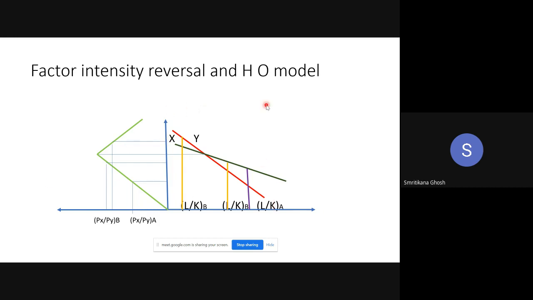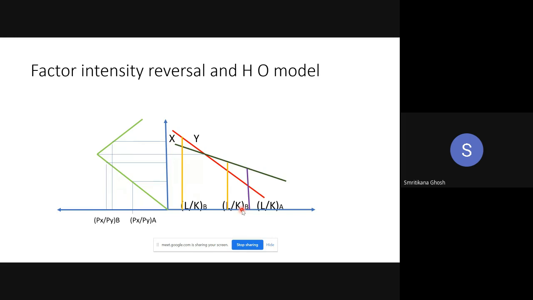Okay. So now look, forget about this thing. Forget about this yellow line. Just look at this: L by KA and L by KB. The purple line is for L by KA, and the close yellow line is L by KB. So this is the initial situation.